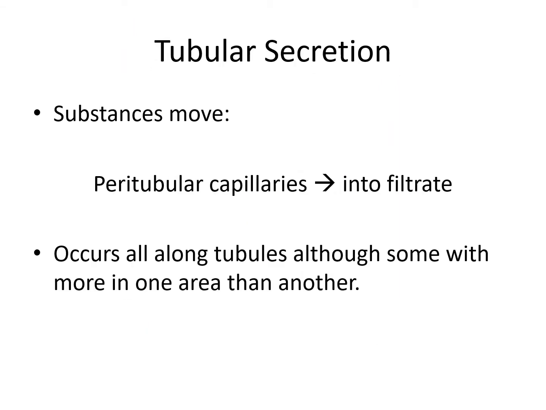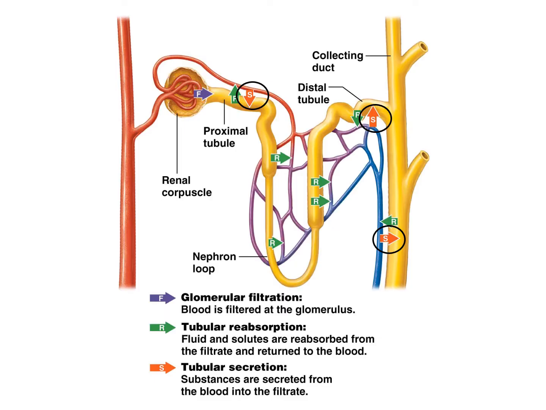The third process important for renal physiology is tubular secretion. This is where the substance moves from the peritubular capillaries back into the filtrate. And if it stays there, then it'll be excreted. And this occurs all along the tubules, although some with more in one area than the other. And so the red arrows here are showing where secretion occurs. So here we have secretion in the proximal tubule and the distal tubule and in the collecting ducts.